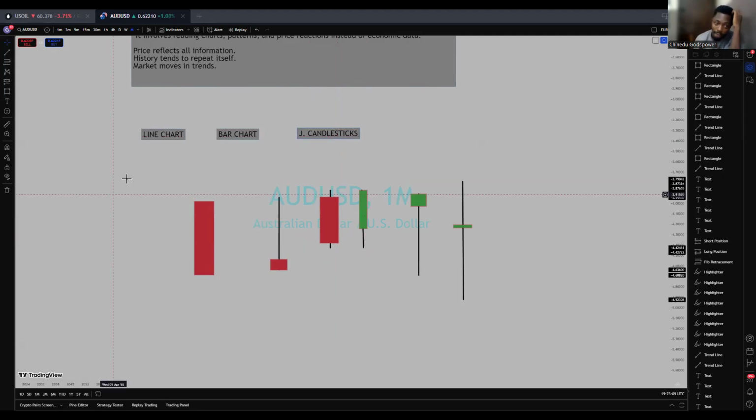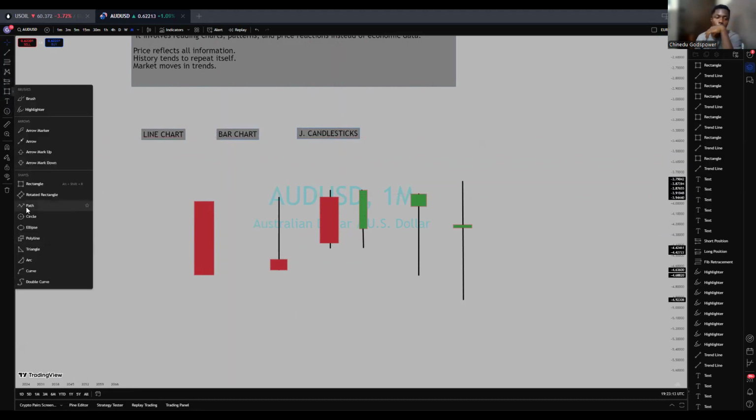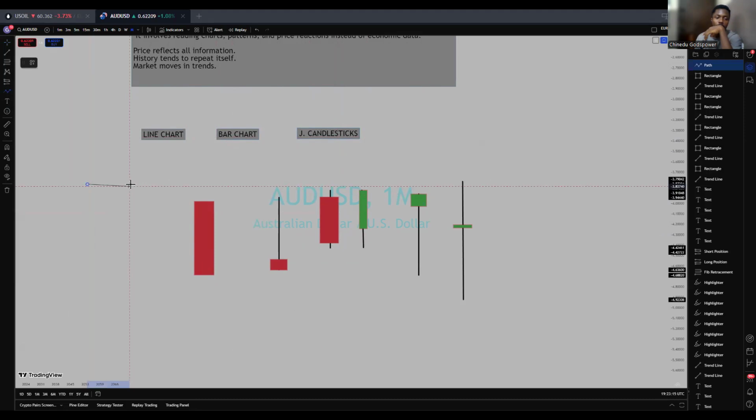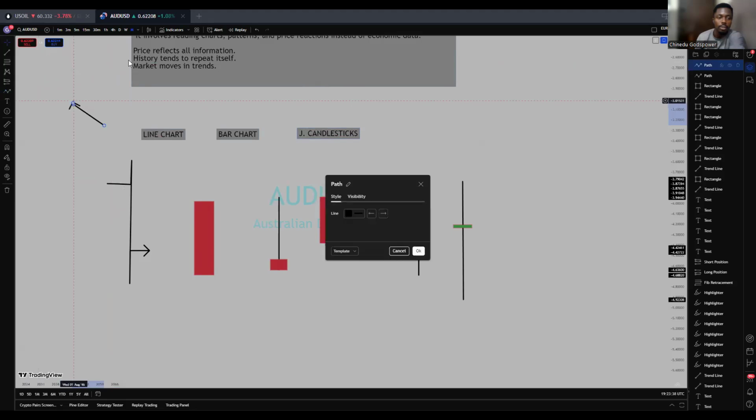Imagine this one having a name. Remember, the bar chart was something like this: the open, the high, the low, and the close. This is what the bar chart looks like. So now this one is just a human being, a sapien. We know the line chart was giving us this.